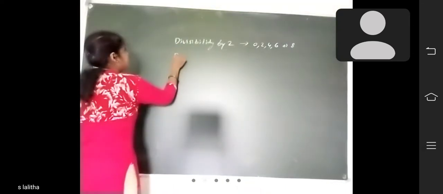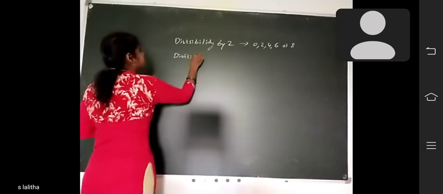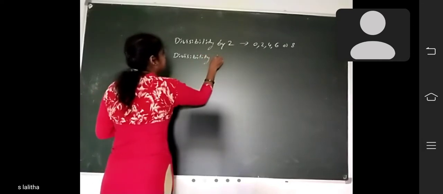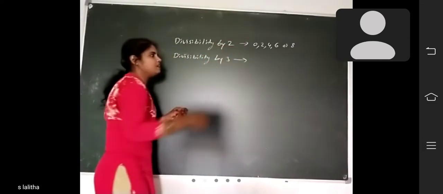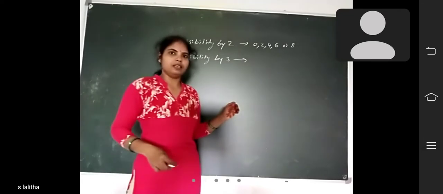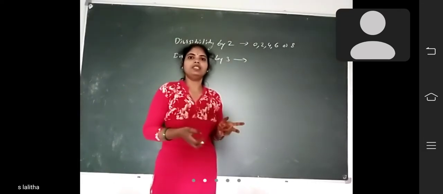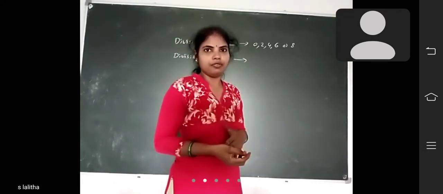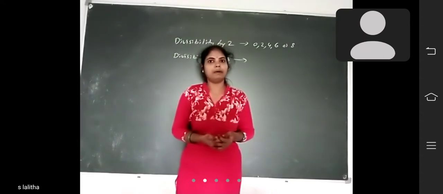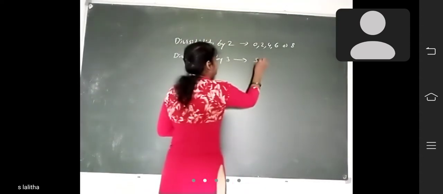Next, divisibility by 3. What is this rule? Sum of the digits. If the sum of the digits is a multiple of 3, then that number is divisible by 3. Okay, sum of the digits.